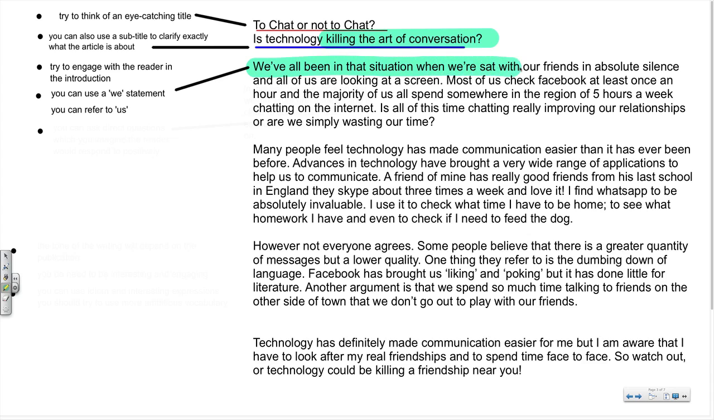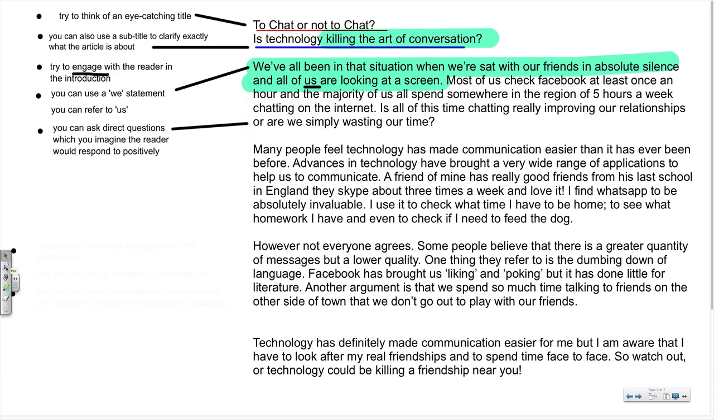We've all been in the situation when we're sat with our friends in absolute silence and all of us are looking at a screen. This is a fairly typical situation, and we have all been in that situation where all of our friends are all looking at their mobile phones. This is a we statement, and it also includes the word us, again showing that me, the writer of this article, and you, the reader of this article, we are the same. This is trying to engage with the reader.